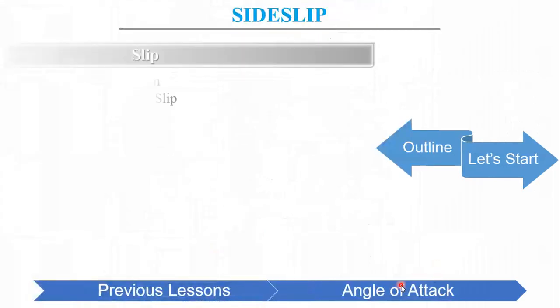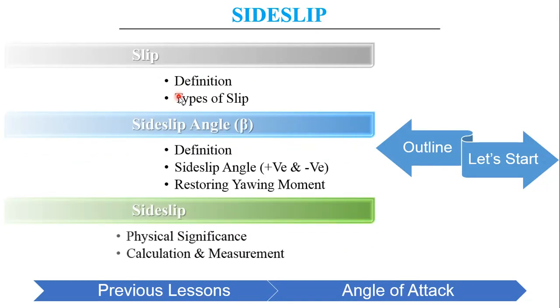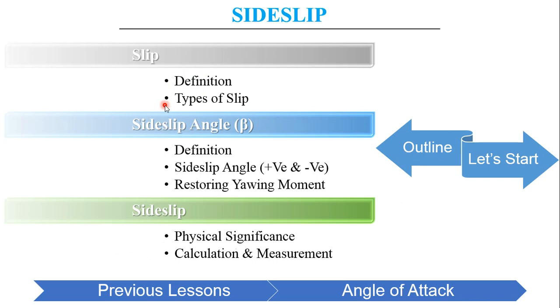In the previous session, we learned about angle of attack. In this session, we will first learn the definition of slip, and then move on to the types of slip. We will also focus on side slip because this is a major point of interest for this session. We will learn a few aspects of side slip angle, and further also learn about the physical significance of the side slip and the methods of calculation and measurement of side slip.